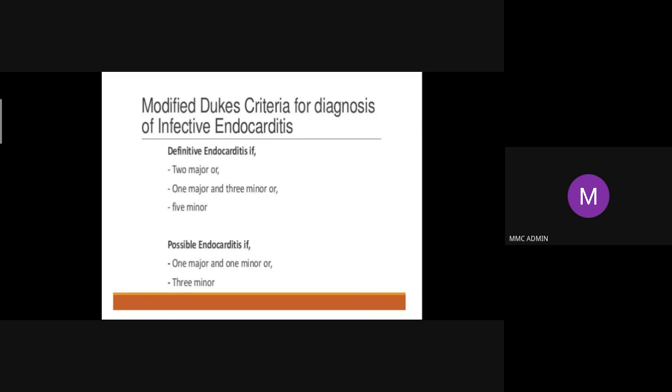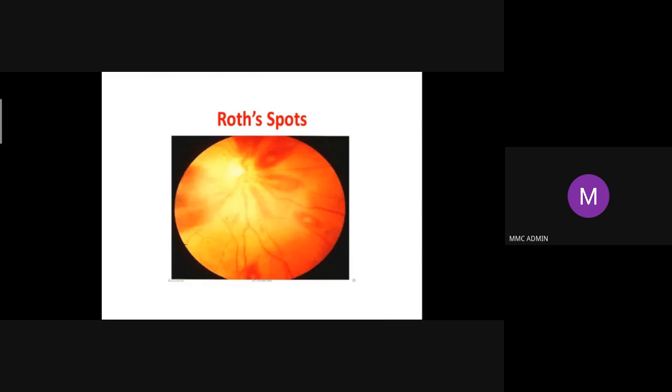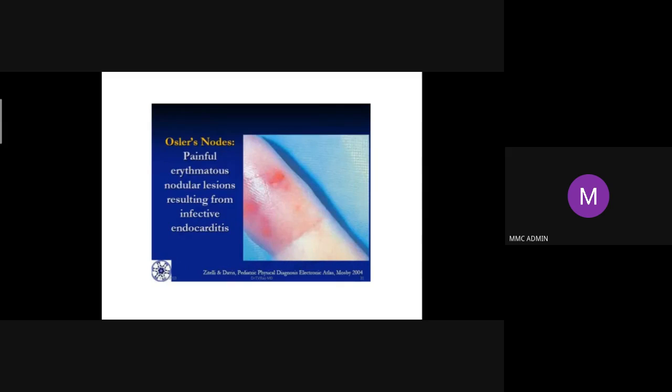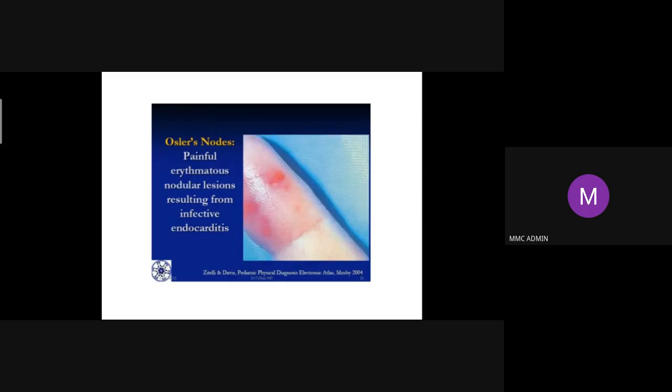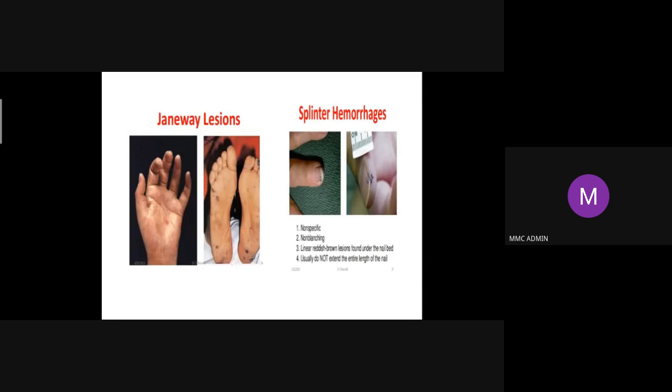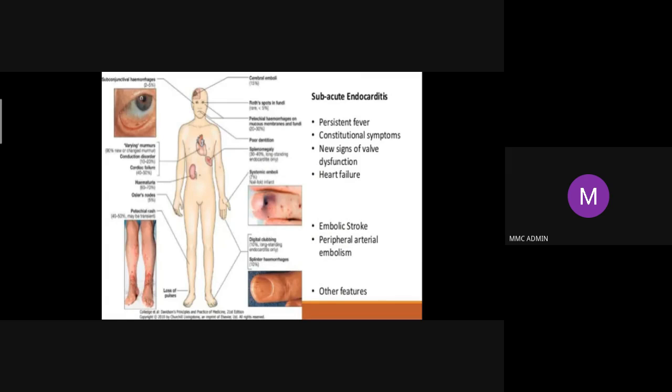Then it is very important to remember the Duke's criteria. Duke's criteria have major criteria and minor criteria. I have discussed possible endocarditis and definite endocarditis. The main points to remember are the clinical signs: Roth spots, Osler nodes, Janeway lesions, splinter hemorrhages, and subconjunctival hemorrhages. These are the clinical features of infective endocarditis.